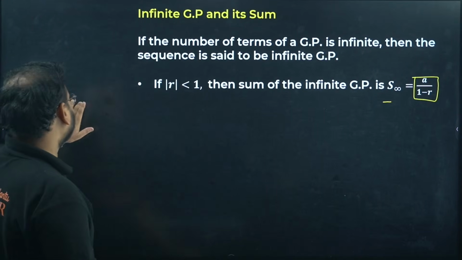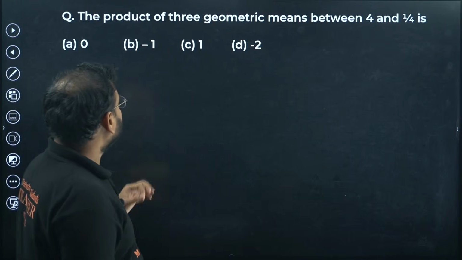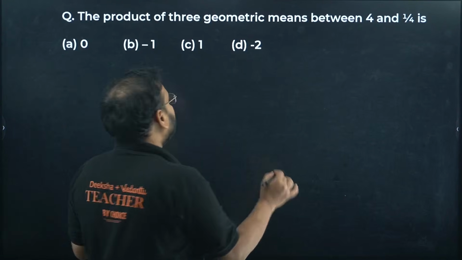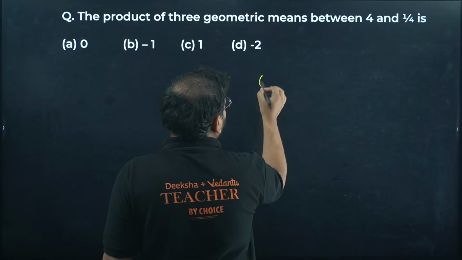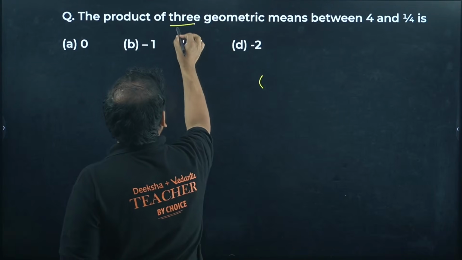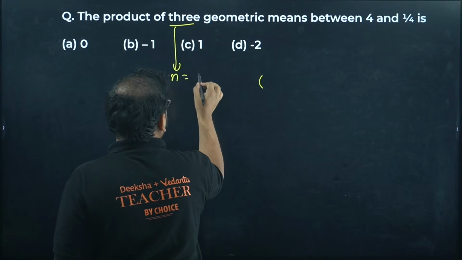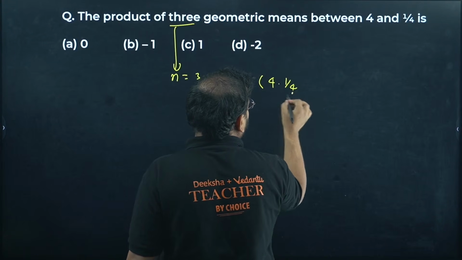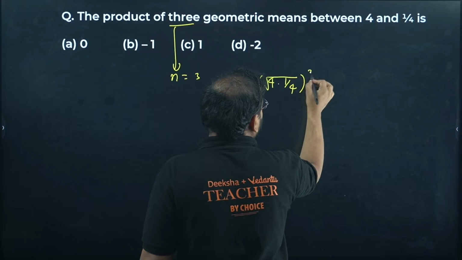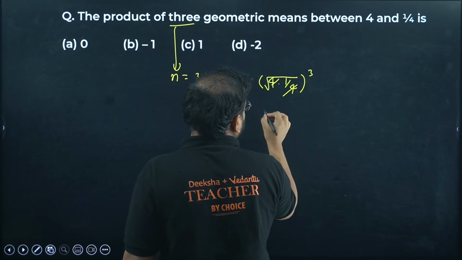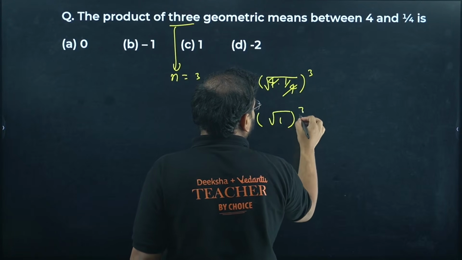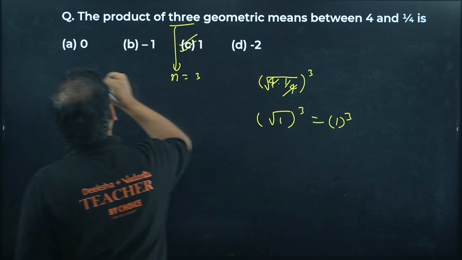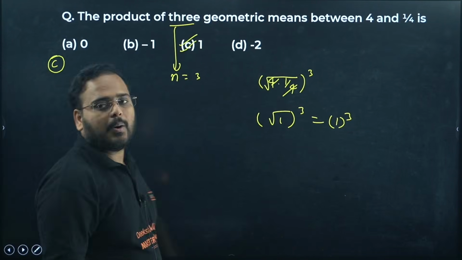Okay, now it's time to solve some questions. Let's look at that. The product of 3 geometric means between 4 and 1 by 4. We're looking for the product of 3 geometric means, so your n over here is 3. You're going to write this as (4 into 1 by 4) root power 3. Check here, 4 and 4 cancel. I'm getting root of 1 power 3. Answer is 1 power 3. So the answer is option C.